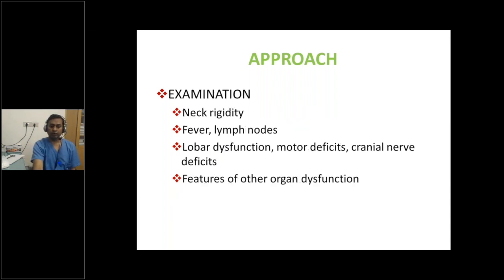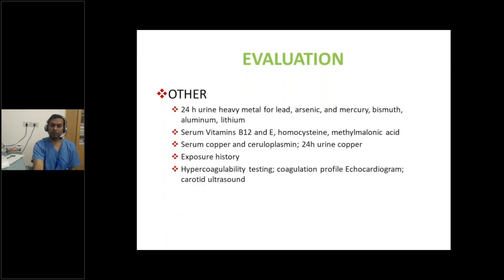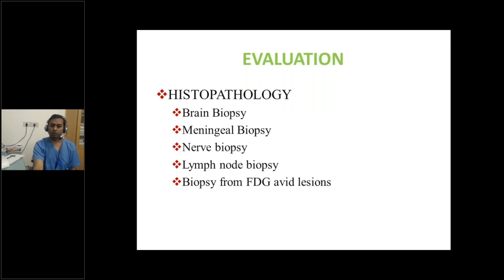Then we should find out any focal neurological deficit, lobar dysfunction, and other organ dysfunction. After that, we have to go for biochemical tests, neuroimaging, and CSF tests, and then we label it or find out the cause. In specific cases, particularly when there is suspicion of primary CNS lymphoma, or in cases of meningitis, we should go for a brain biopsy, meningeal biopsy, lymph node biopsy, or a biopsy from any FDG avid lesion.